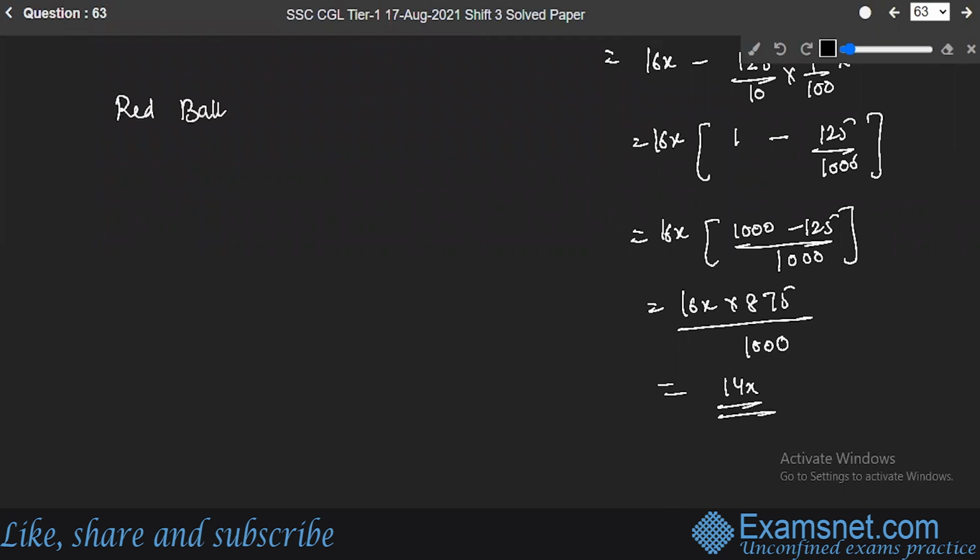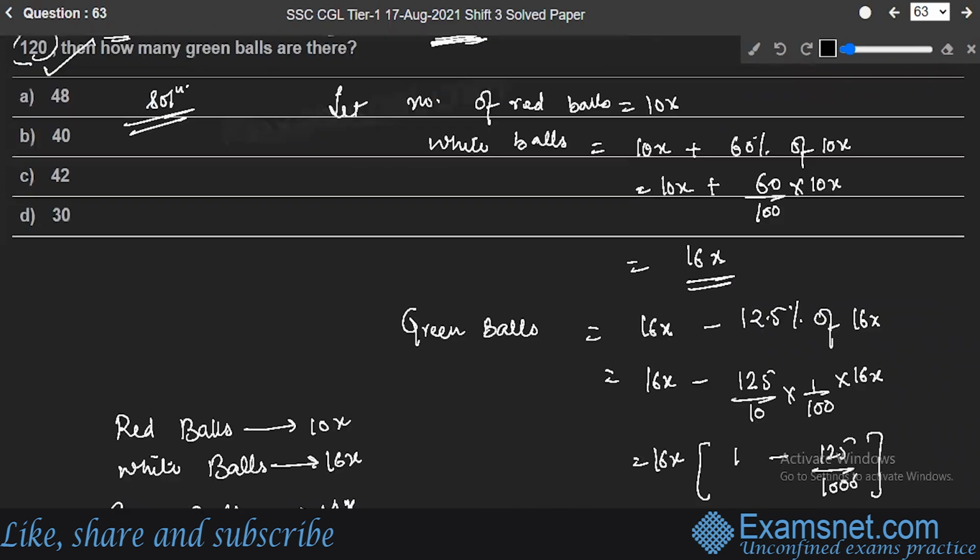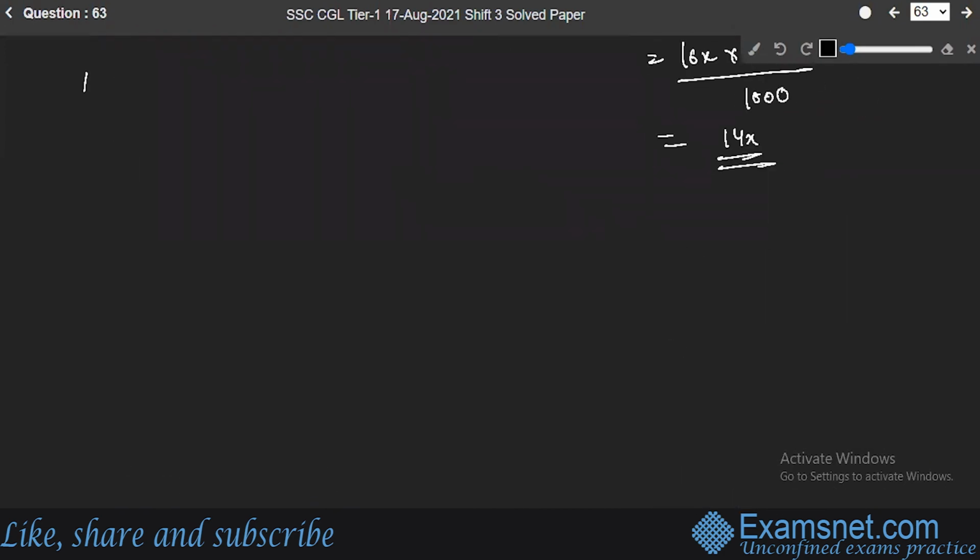Okay, so we started with the number of red balls as 10x. White balls came out to be 16x, and green balls 14x. It has been said in the question that the total number of balls is 120. Then, according to the question, the number of red plus white plus green balls is equal to 120. Adding all of them, you will get 40x equal to 120, or x is equal to 3.